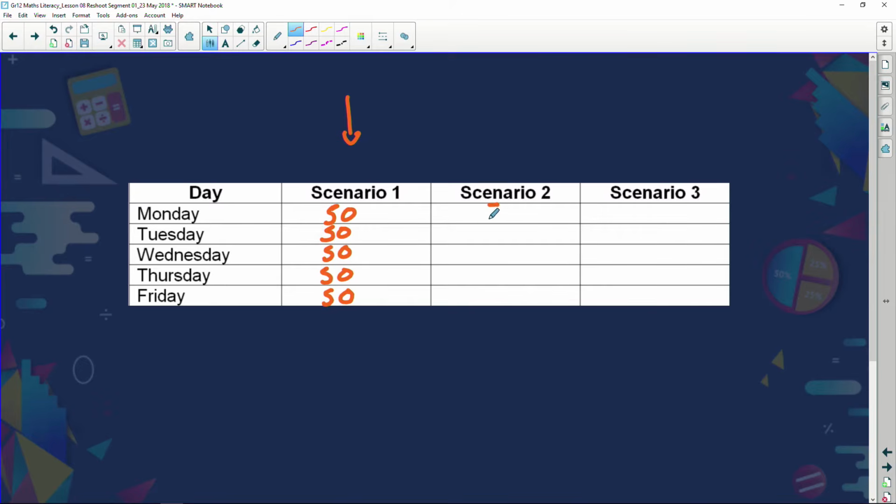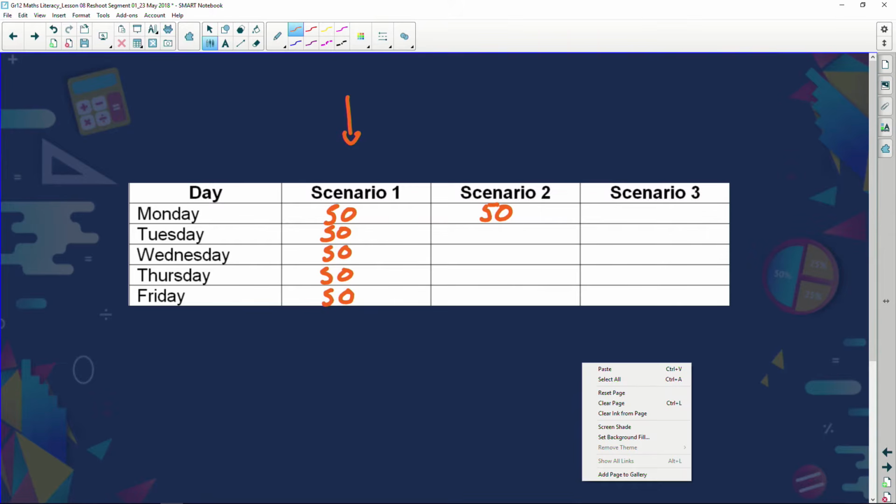Okay. So Monday, he gets 50 Rand from Abram. Tuesday, he owes him not only the 50 Rand, but plus 10% interest. What's 10% on 50 Rand?